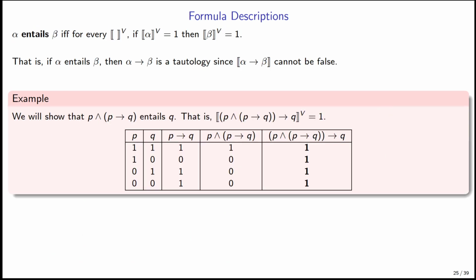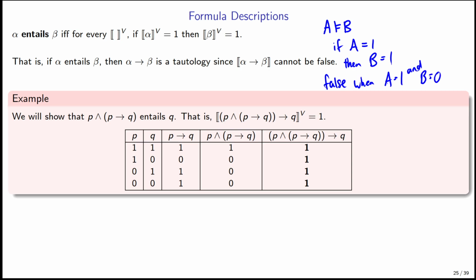The last one to talk about is entailment. And remember how entailment works. We said that if we have a sentence A entailing sentence B, this means that if A is true, so if A is 1, then B has to be true. So in other words, it's false when A is true and B is false. That's when entailment does not work.